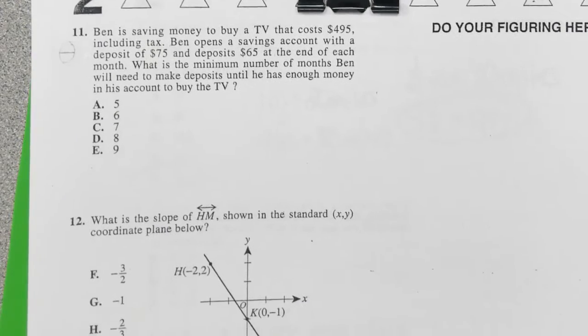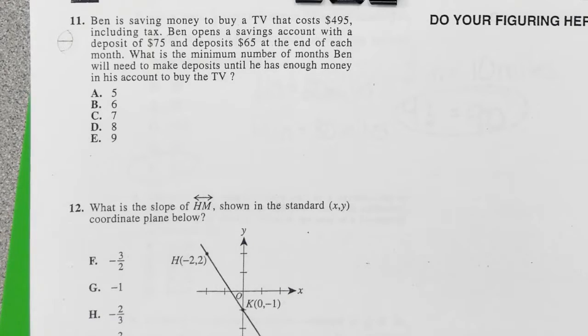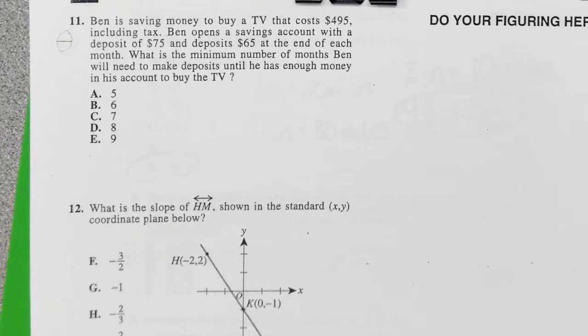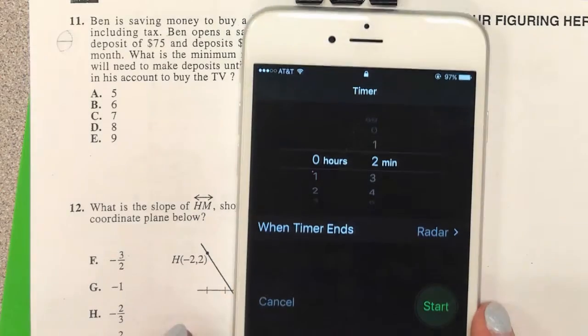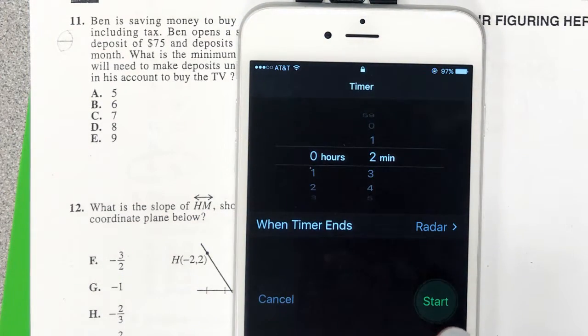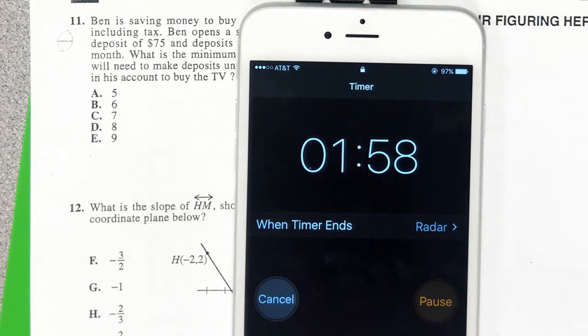Alright, here we go. We got 11 and 12. How many questions is that? 2. So how many minutes are you going to get? How many minutes? 2. Don't mumble. I can't hear you. Alright, don't cheat. Don't start yet. Alright, 3, 2, 1. 11 and 12, go.